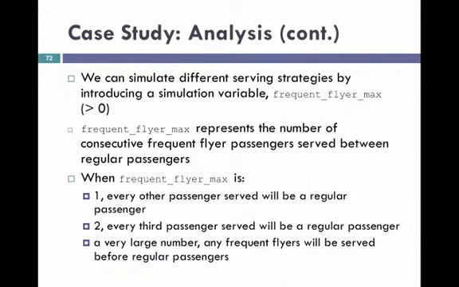We can simulate different serving strategies by introducing a simulation variable called the frequent flyer max, and that value would represent the number of consecutive frequent flyer passengers served between regular passengers. We could use this to simulate the different policies. If the frequent flyer max is 1, then that would allow us to serve every other passenger. If it was 2, then every third passenger would be a regular passenger. And if we had a really large number, then any frequent flyers would always be served before regular customers.